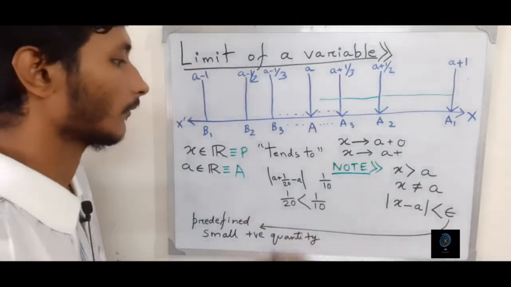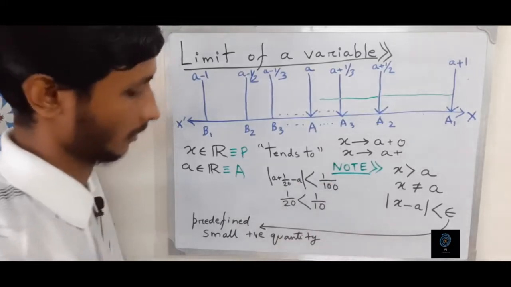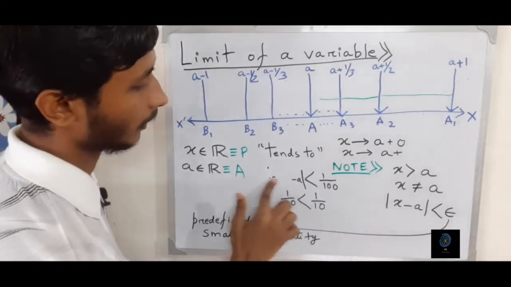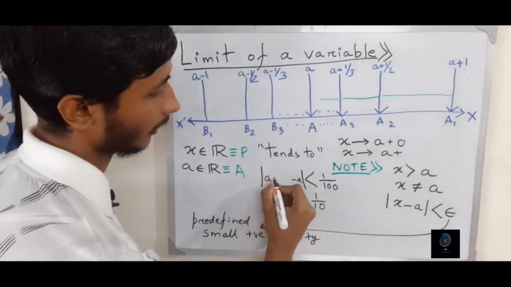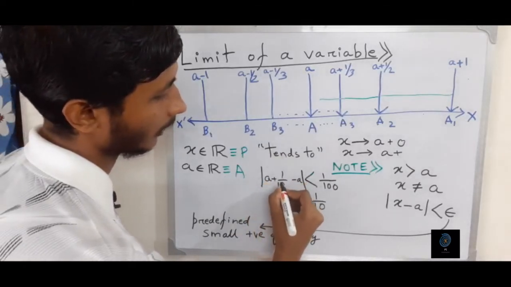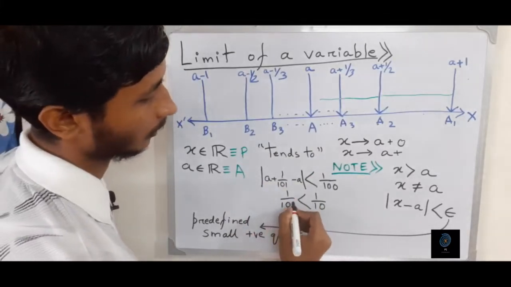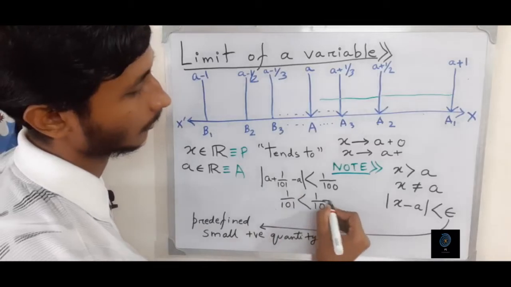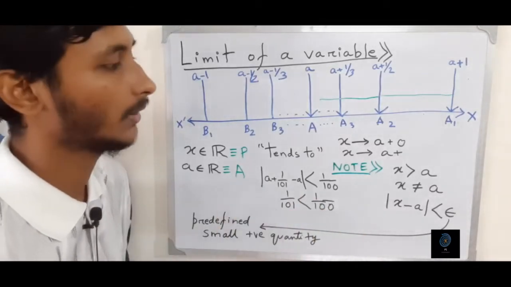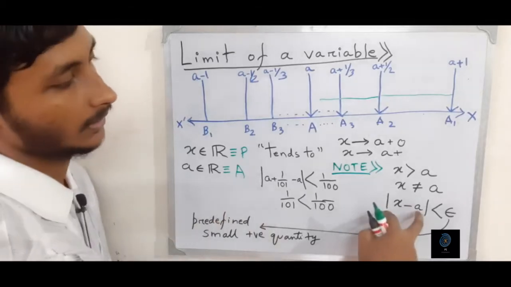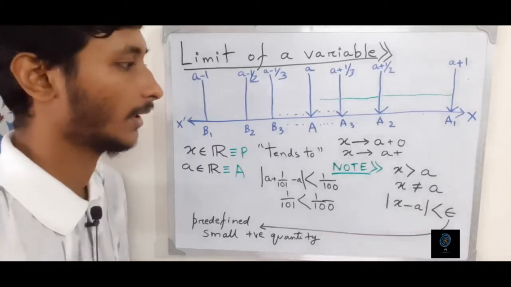Again, you can take x even smaller, say 1 by 100. So at some point, as x approaches a from the right hand side, it can take the value a plus 1 by 101. Then this absolute value will be 1 by 101, which is less than 1 by 100. So you can see that how small we take epsilon doesn't matter. This value, the modulus of x minus a, can always be made less than that epsilon.